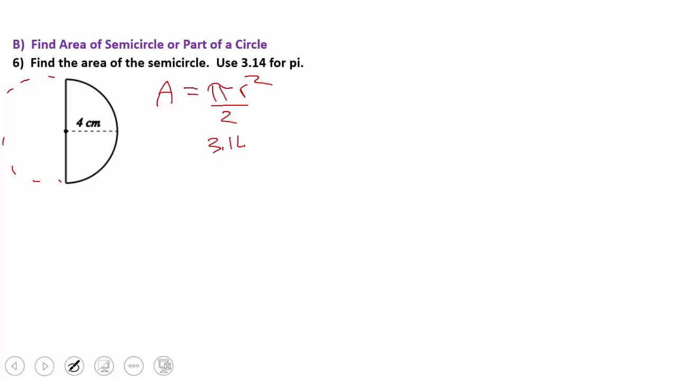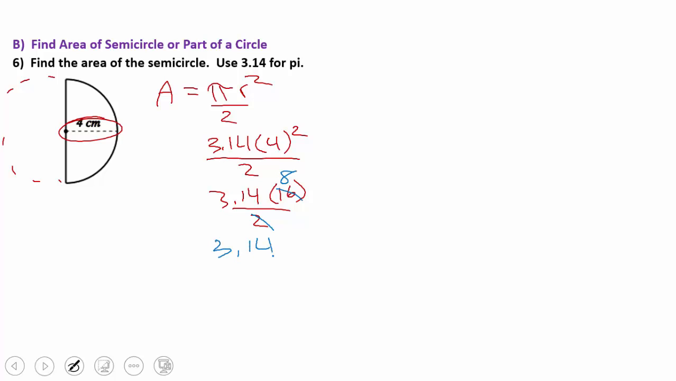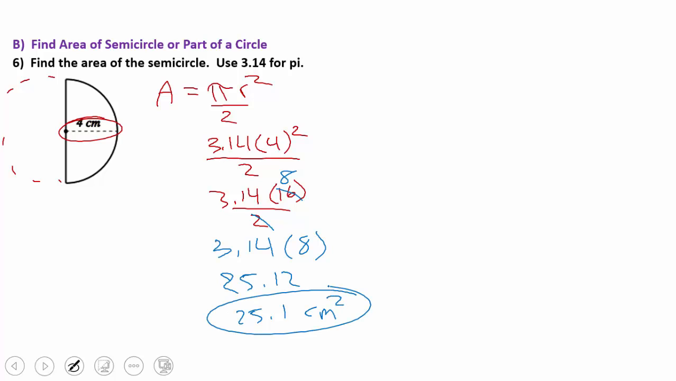So 3.14 times the radius, which happens to be 4, squared, divided by 2. That would be 3.14 times 16 divided by 2. I can simplify before I have to do all that nasty math and make that an 8. 3.14 times 8 is 25.12. We're going to go 25.1, and that's centimeters squared for our final answer.